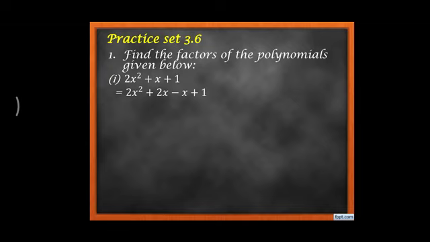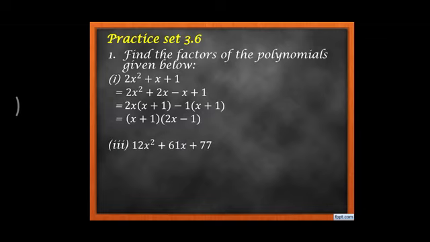So we have 2x square plus 2x minus x plus 1. Now in the first two terms you have 2x as common. In bracket you will have x plus 1. In the second two terms we will take out minus 1 as common, and in the bracket it will be x plus 1. So in the first bracket we have x plus 1, and in the second bracket we have 2x minus 1. So x plus 1 and 2x minus 1 are the factors of 2x square plus x plus 1.